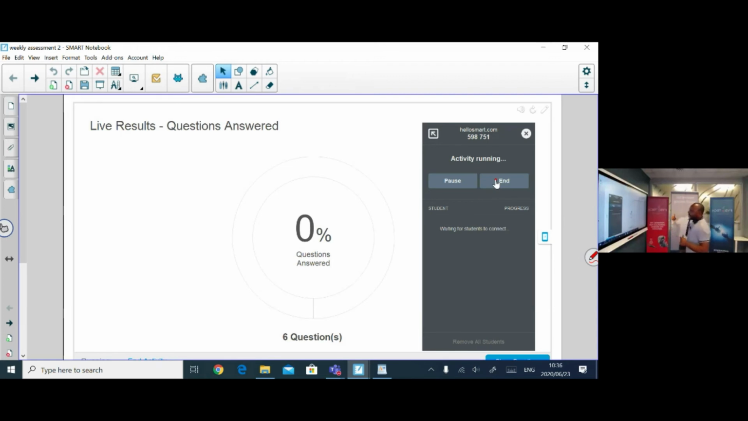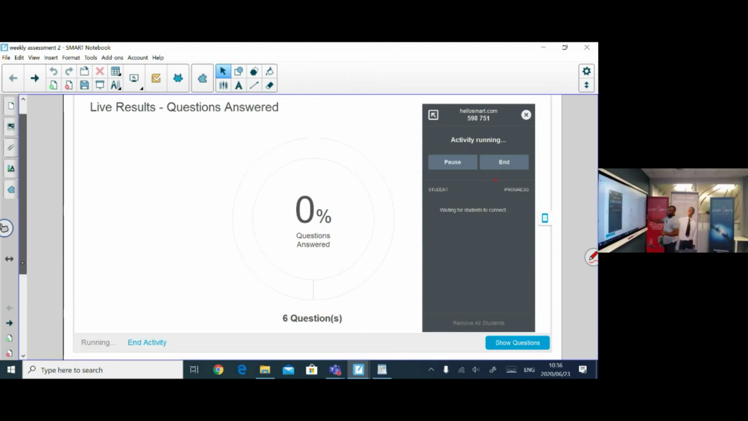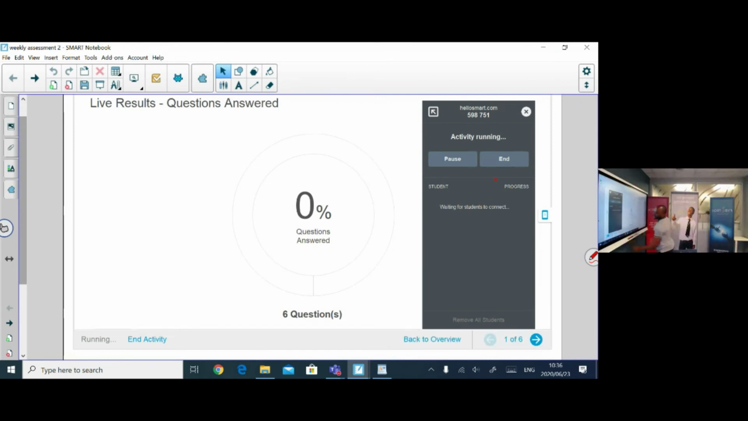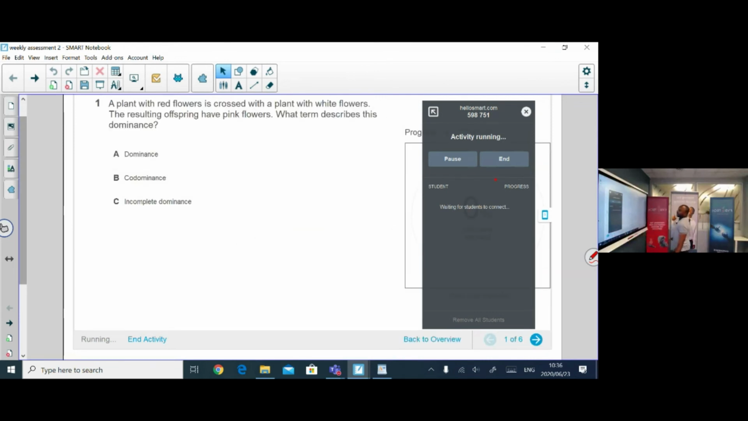Okay, let's answer the questions. There's the first question. A plant with red flowers is crossed with a plant with white flowers. The resulting offspring have pink color. What term describes this dominance?